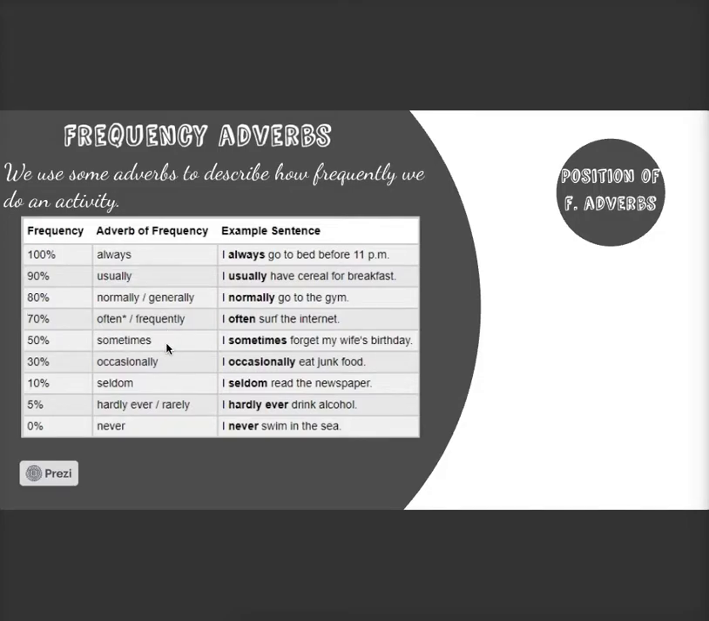Sometimes. What is the meaning of sometimes? A veces. Sometimes. I sometimes forget my wife's birthday. So it's a 50% of frequency, something that you do, for example, 15 days of the month, and the other 15 days you don't do it. So 50%. Occasionally, what is the meaning of that one? Ocasionalmente. So I occasionally eat junk food. That's a 30% of possibility. That is something that you do, but it's not that common.